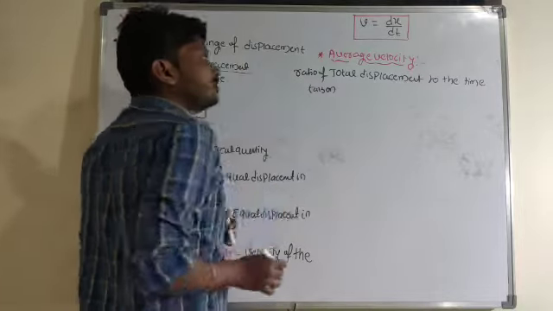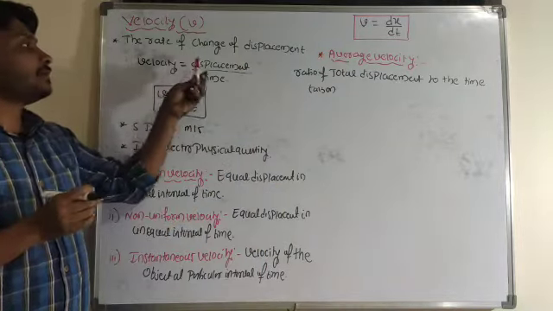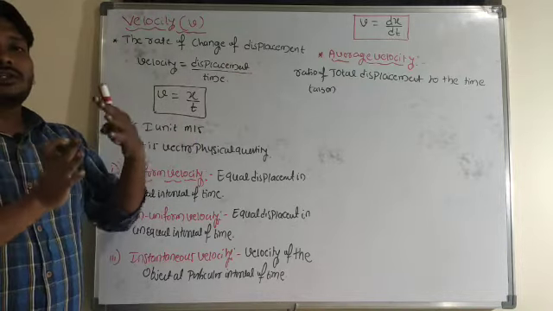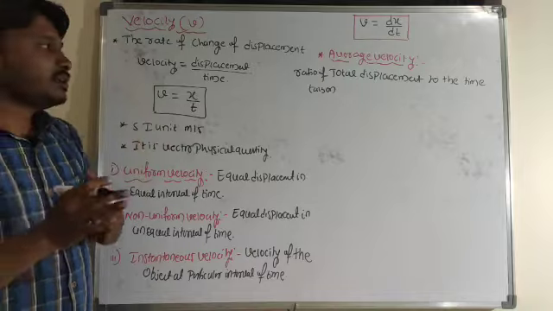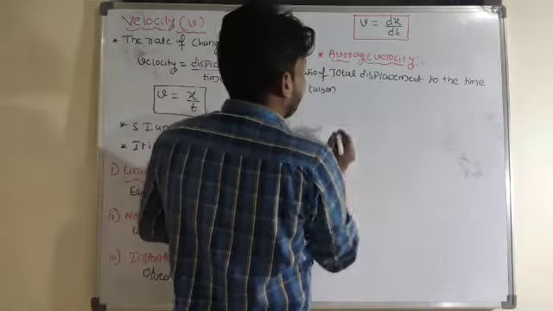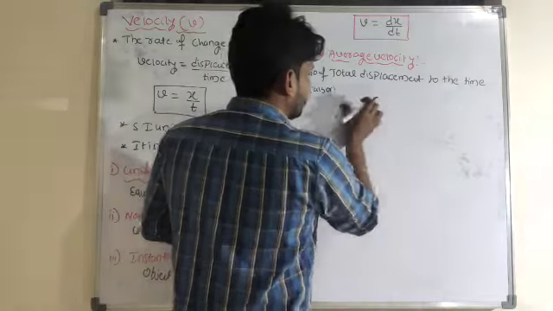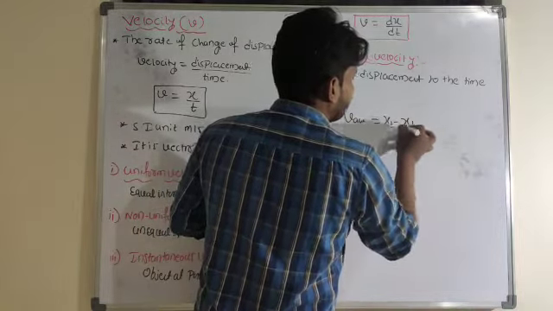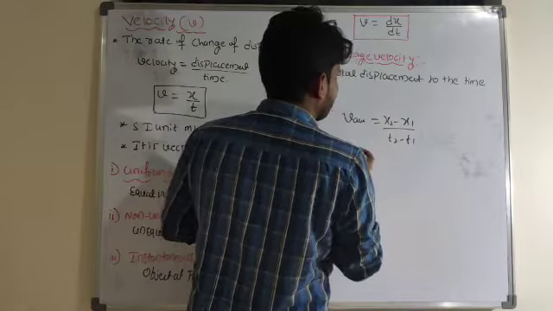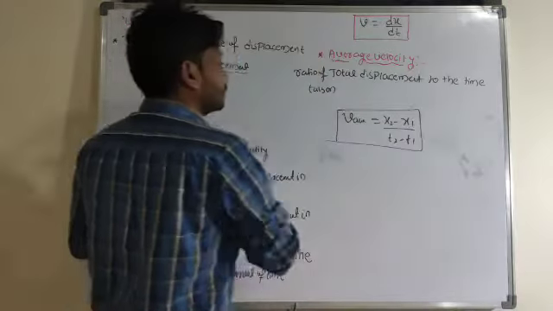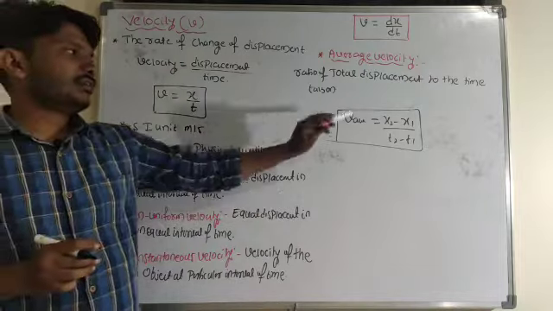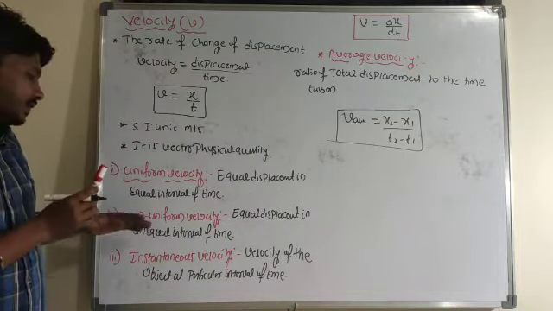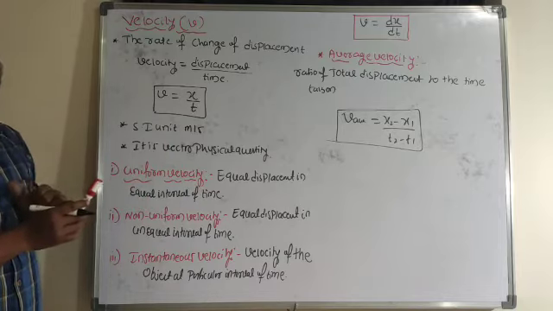I said that displacement may have a positive value, negative value, or zero value, which means velocity also has a positive value, negative value, or zero value. So for that purpose, average velocity is equal to x2 minus x1 divided by t2 minus t1. So this is the expression for average velocity here. So hope you understand about average velocity, instantaneous velocity, uniform and non-uniform velocity.